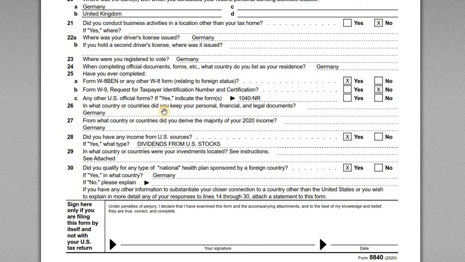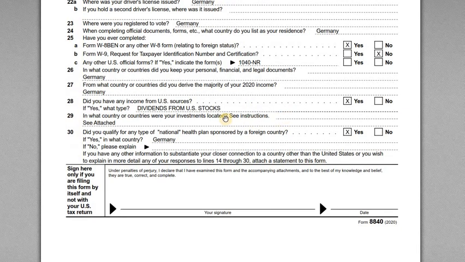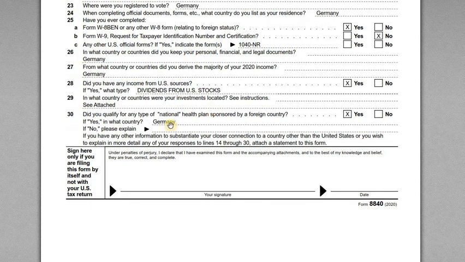Okay, so questions 26 and 27. What countries did you keep your personal, financial, and legal documents? Germany, right? I mean, he keeps everything there. Where did he get a majority of his income? Germany, again. Now, do you have any income from U.S. sources? He is saying yes. He's got some U.S. stock investments, so he's got U.S. source dividends, and that's fine, right? Non-residents can have income from U.S. sources and still be a non-resident for federal income tax purposes, so that's not an issue. And then question 30, did you qualify for any national health plan? He's a German citizen and resident, and like most countries in Europe, they have a national health plan available to their citizens or residents, so he indicates yes, and it's in Germany.